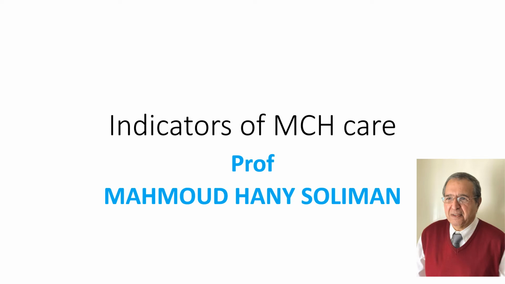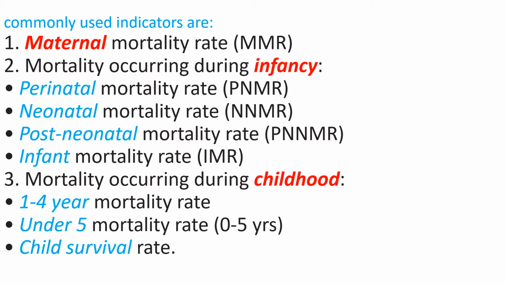Indicators of MCH care by Professor Mahmoud Hani Sulaiman. Commonly used indicators are: 1. Maternal mortality rate. 2. Mortality occurring during infancy. They are 4: perinatal mortality rate, neonatal mortality rate, post-neonatal mortality rate, infant mortality rate. So they are 4. Number 3, childhood mortality. They are 3: 1 to 4 year mortality rate, under 5 year mortality rate, child survival rate.